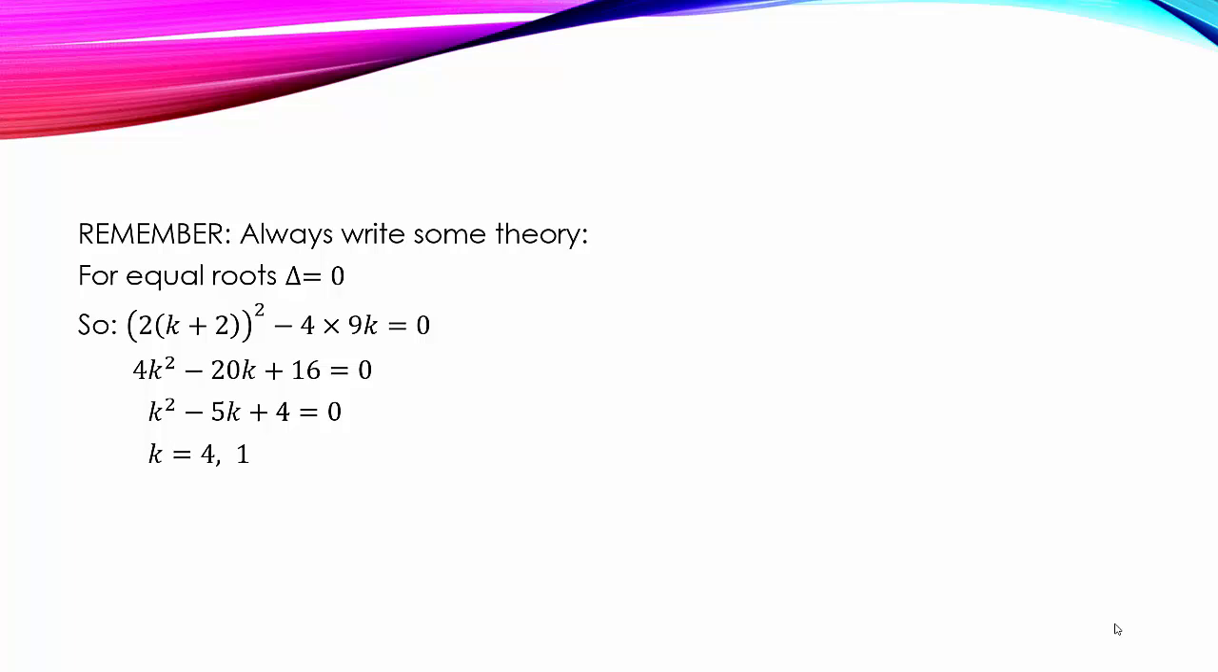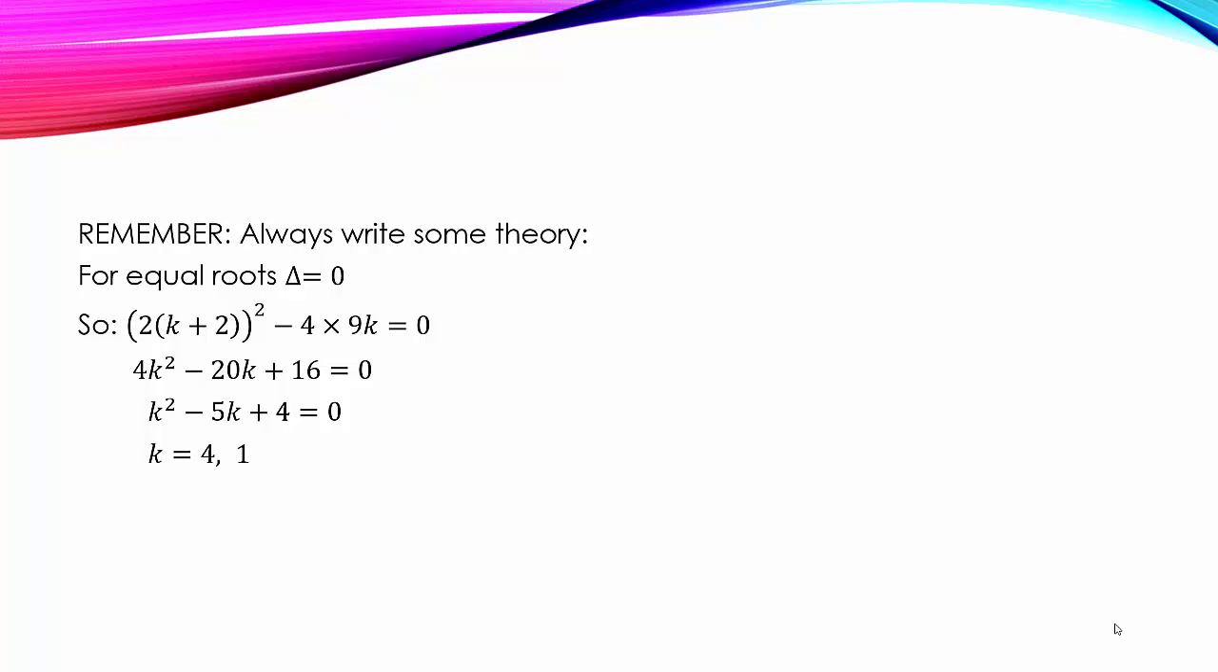So we write down the discriminant. It turns out to be 4k squared minus 20k plus 16 equals 0, which is, I hope, what you got. And that means that k is 4 or 1. Hope you all got that right.